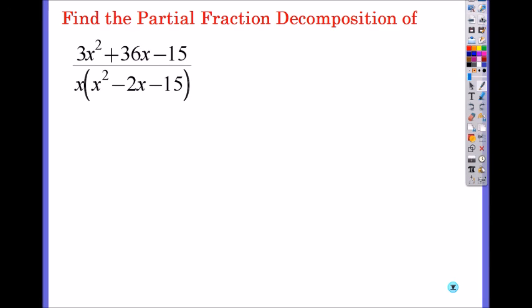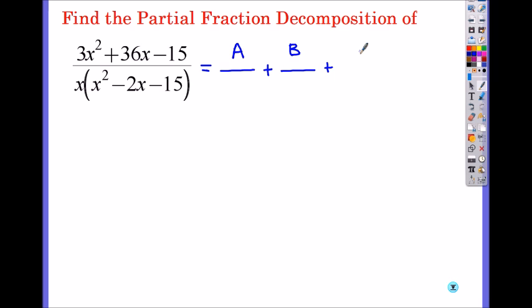Find the partial fraction decomposition of this. It looks more complicated, and this one will involve a 3 by 3 system of equations. So what should we do first? Factor the denominator. So we want to put this in the form of A over plus B over plus C.